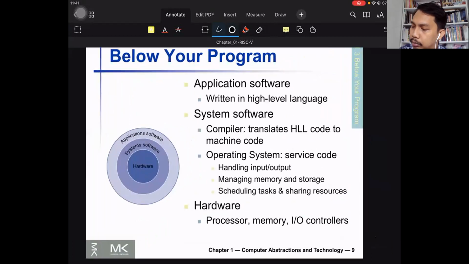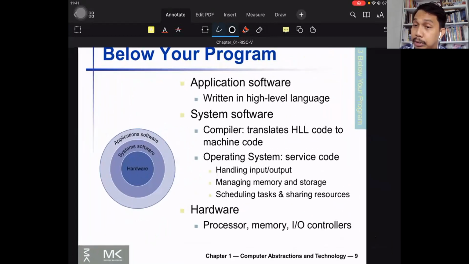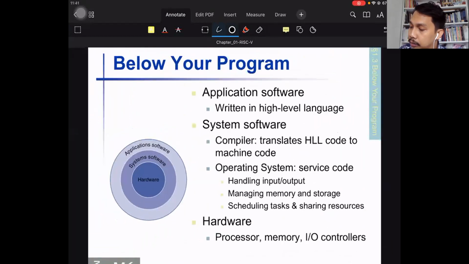This is an exposition of abstraction from earlier, but in more detail. What is below our program? When we use a computer or application software, what is in the background, the backstage? Our application software is written in a high-level language. What are some examples of high-level languages? Could you recount some high-level languages that you're aware of?